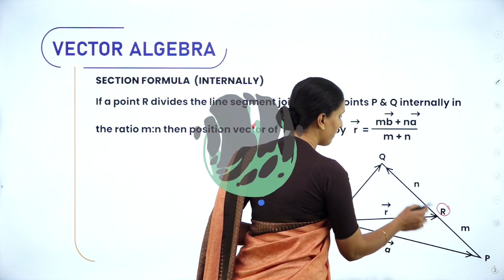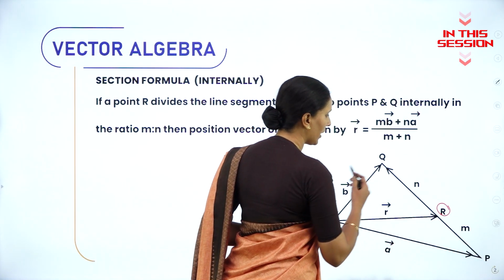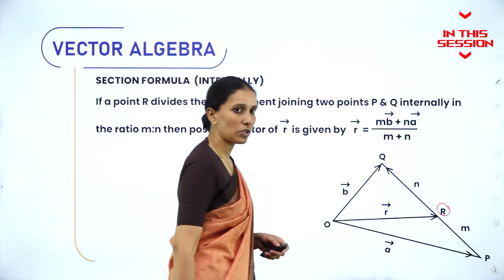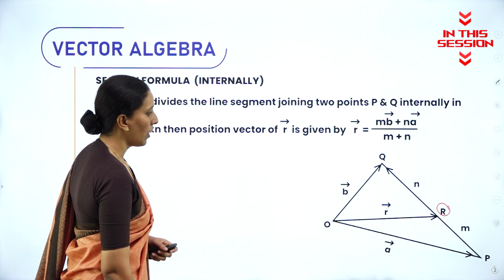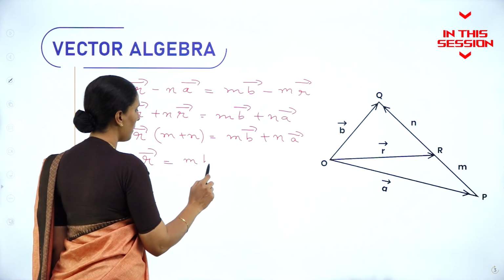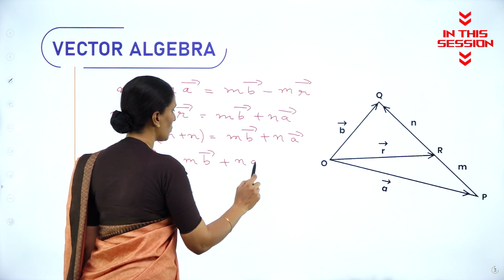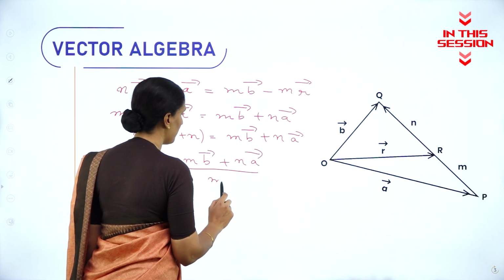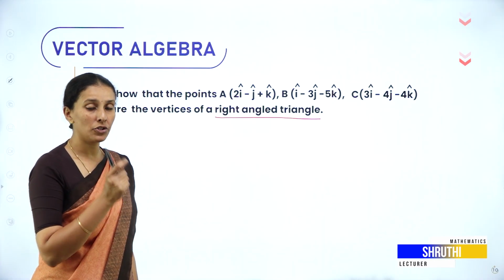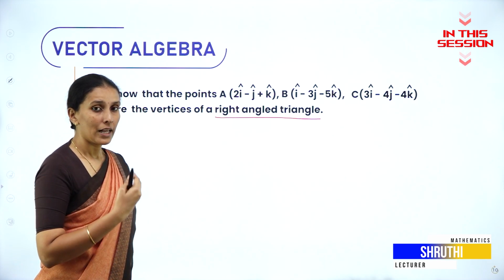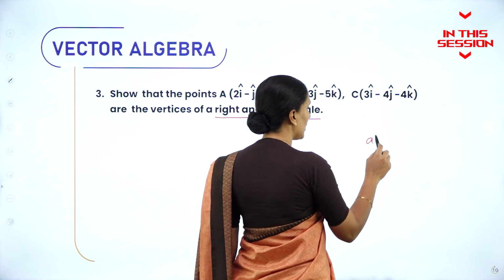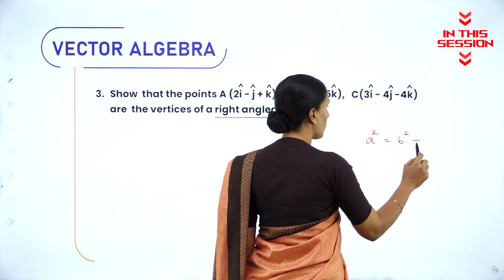Point R divides the line segment PQ in the ratio m is to n. Then OR is the position vector of the point R here. Then the position vector R is given by m into vector B plus n into vector A divided by m plus n. The magnitudes of AB, BC and AC should satisfy the condition of the Pythagoras formula, that is a square is equal to b square plus c square.